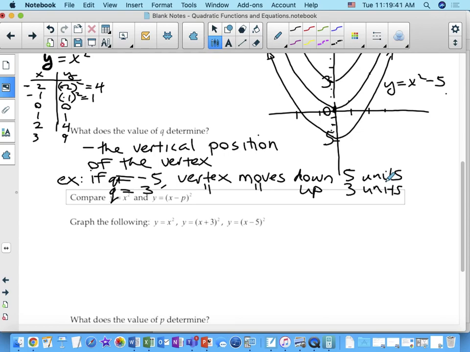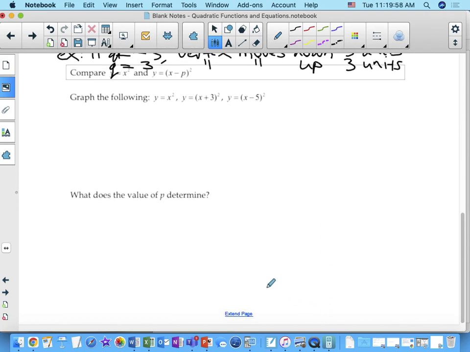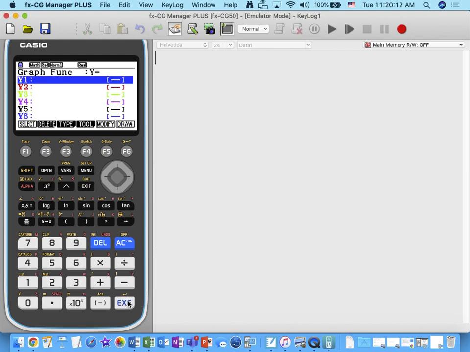Let's look at these ones. Graph y equals x squared, y equals (x plus 3) squared, and y equals (x minus 5) squared. We've already graphed y equals x squared by hand, so let's just do this on a graphing calculator. Maybe this time I'll do it on the Casio. If you're graphing on a Casio, go to the menu and go down to Graph. Then you can enter each function in here.